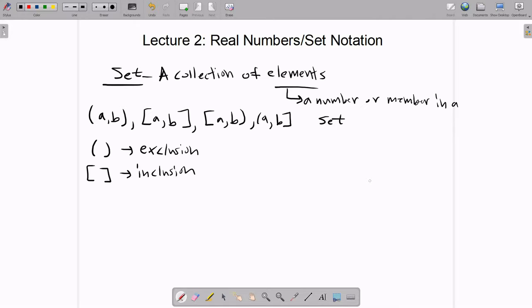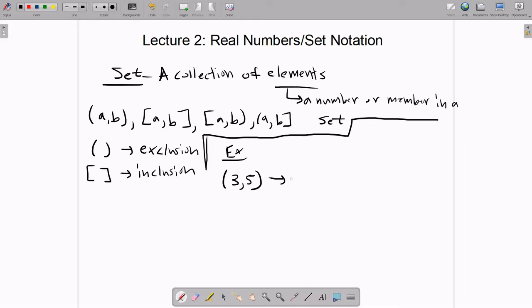Going for more expansion on this, let's write some examples of numbers in sets to further cement this idea. Let's say with A and B, if you were to write 3, 5 in parentheses, what this means is that you exclude 3 and 5, but you include any number in between 3 and 5. So you can have 3.1, 3.2, 3.3, 4.1, 4.2, all the way up to like 4.99999, except you can't have a 5 or a 3.